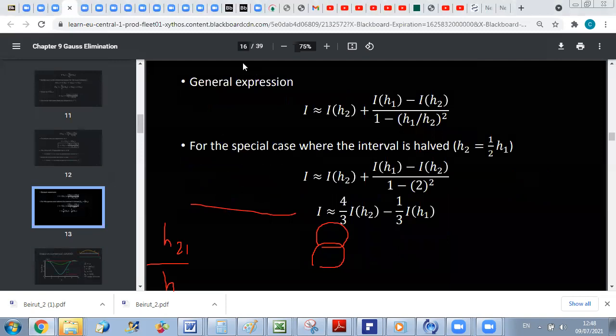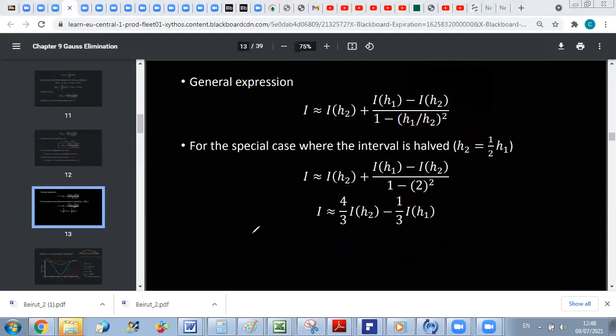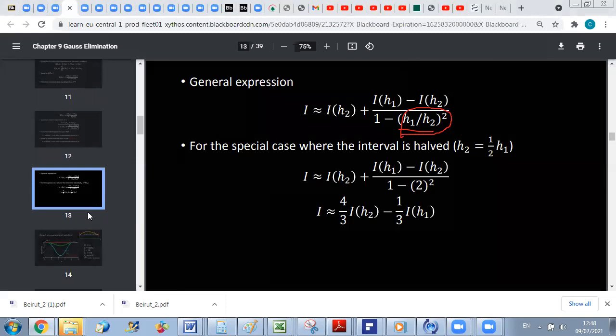I go back to this state here. In this state, instead of putting 2 in place of h1 over h2, I can replace this by 3. Okay, and I will obtain new coefficients here, but the procedure is exactly the same. Now, since I'm still dividing by 2, the ratio of error is no longer h1 over h2 squared. It changed, because now we did a correction of the correction.